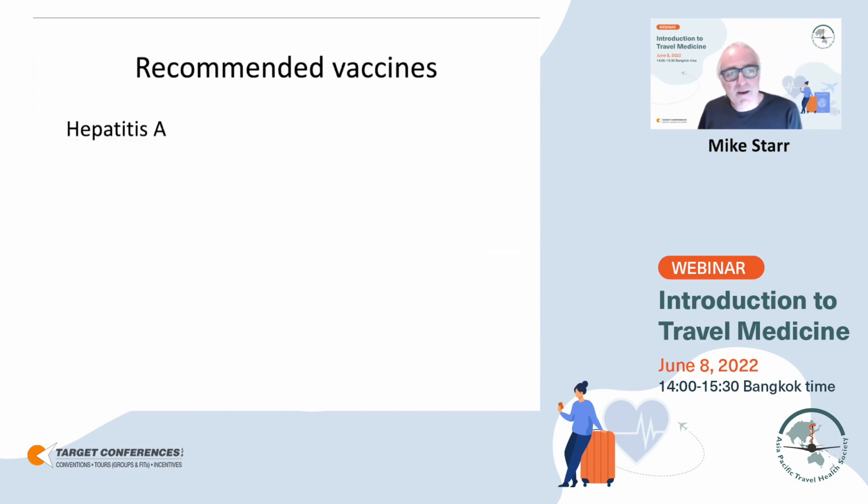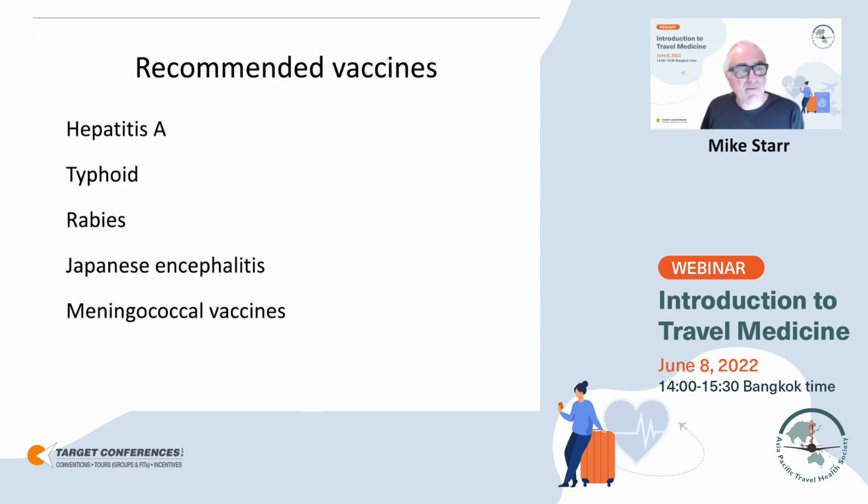Recommended vaccines might include hepatitis A, typhoid. These are some of the common ones, of course, rabies, Japanese encephalitis, meningococcal vaccines, and there are many others. And really, I'm not going to go into any detail. This is an approach to this subject, but each of the vaccines, it will depend on the age of the patient, or the age of the traveller, their background health, other host factors, where they're travelling, for how long, and then the different vaccines that are available and which ones we may choose.